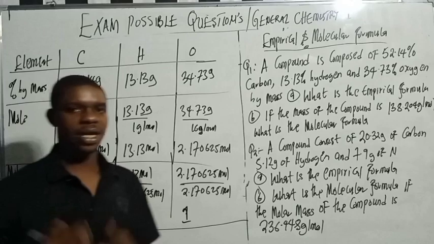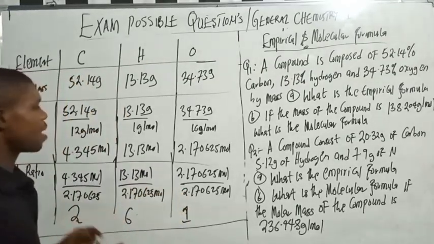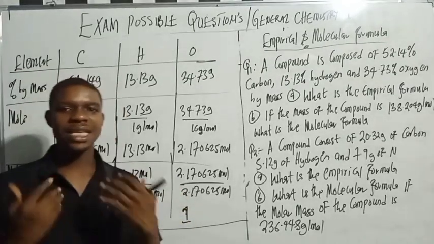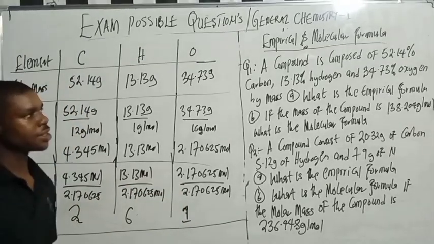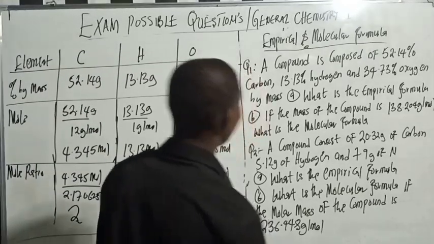So now let me advise here. If you are going to solve an empirical formula in your exam and it's being given in terms of theory, it's advisable to do it like this. You get? So what will be my empirical formula?